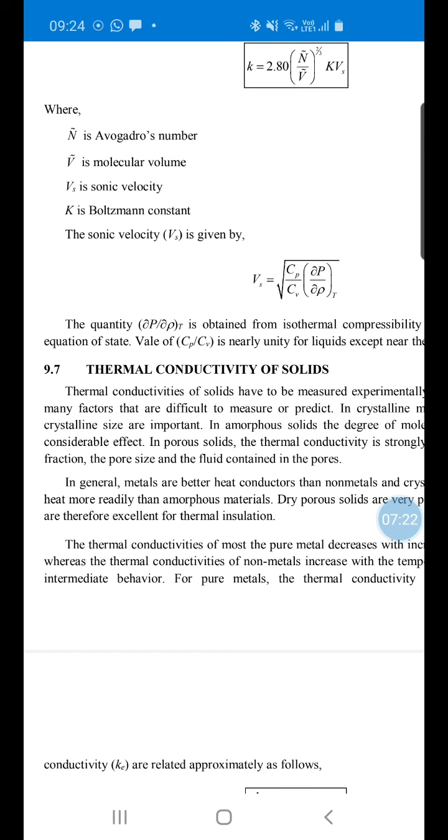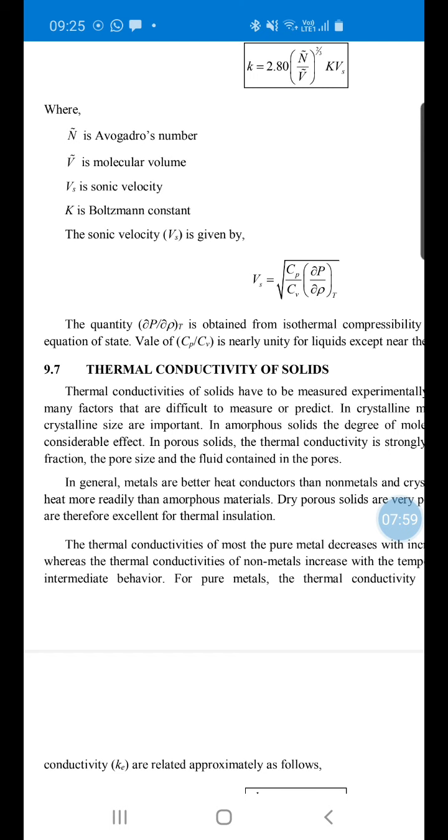If you talk about crystalline material, the phase and the crystalline size are very important. In amorphous solids, the degree of molecular orientation is an important parameter. In case of porous solids, thermal conductivity strongly depends upon the void fraction, porosity, that is pore size, and what the fluid content in the pores is. So this is about crystalline, amorphous and porous materials.